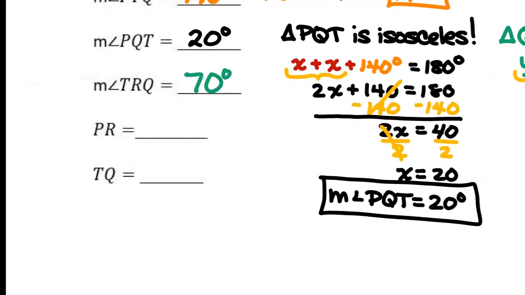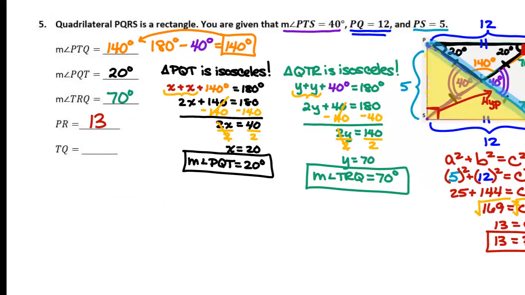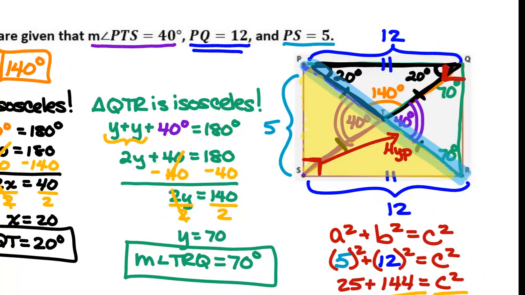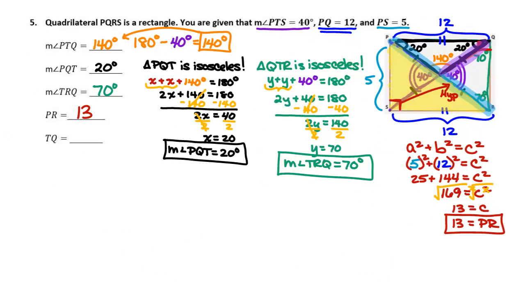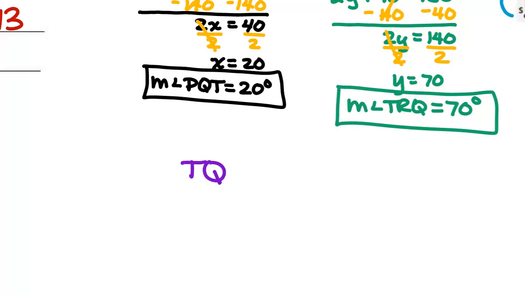All right, last thing I need to find is TQ. TQ is this piece right here. Oh, I'm not doing a very good job of making that show up. Let's see what I can do. TQ is this right here. What do we know about that? It's half of SQ. All right, so let's write that down. TQ is half of SQ.